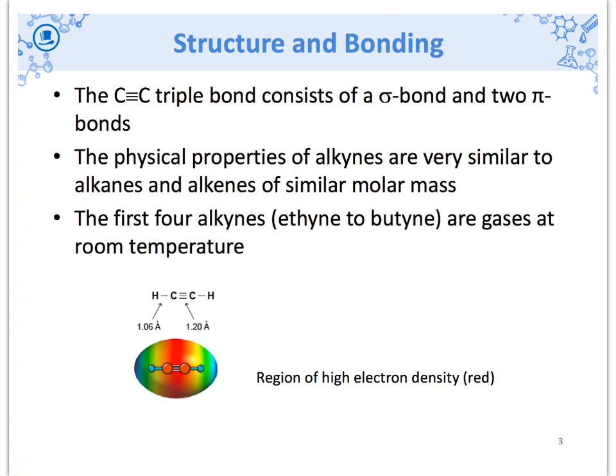A couple basic things. Of course, an alkyne is a triple bond, so it has 1 sigma and 2 pi bonds. They react very similarly, and they have very similar physical properties to alkanes and alkenes. And of course, because they have fewer carbons, the intermolecular forces are weaker, so the first 4 alkynes are gases as well. So, 1 sigma bond, 2 pi bonds. We're really concerned about those pi bonds when we do these addition reactions with alkynes.